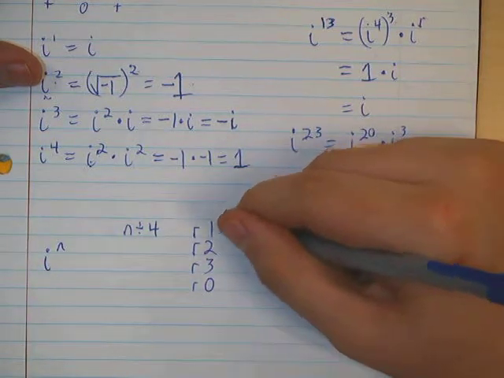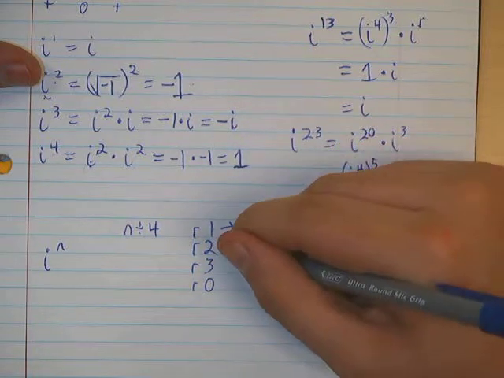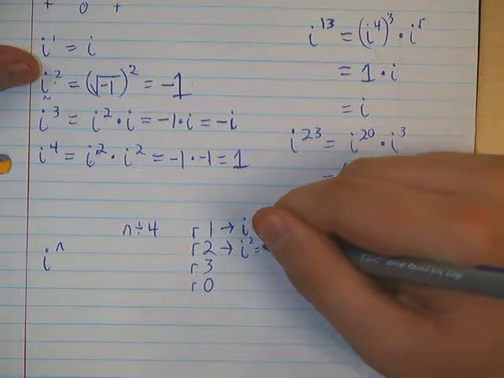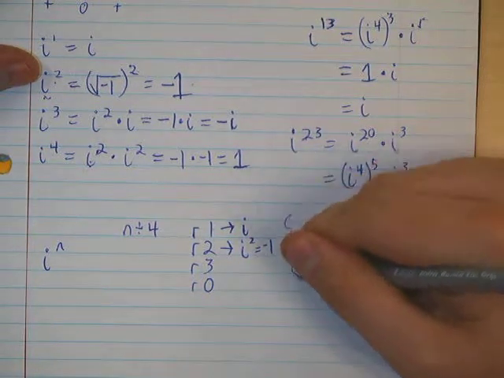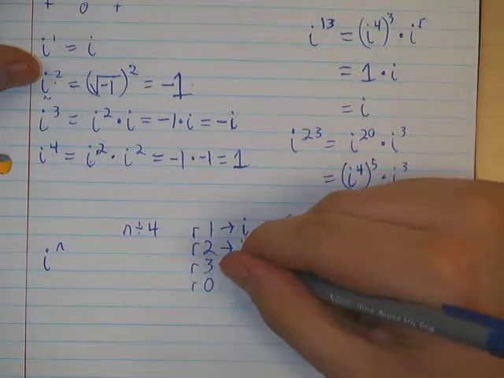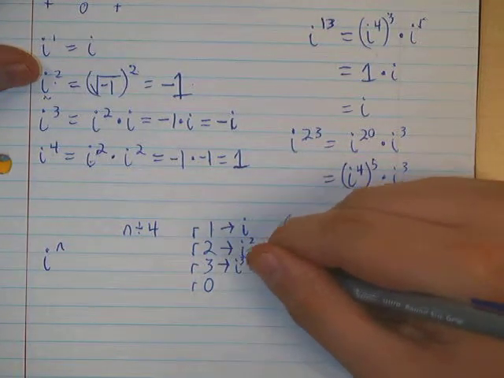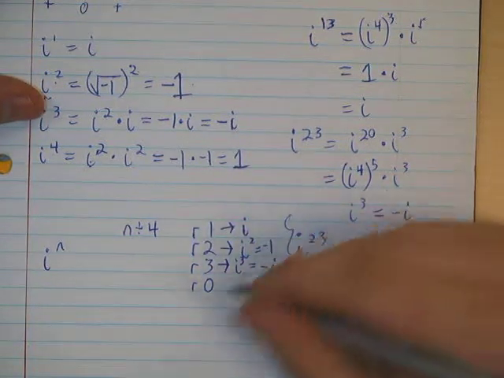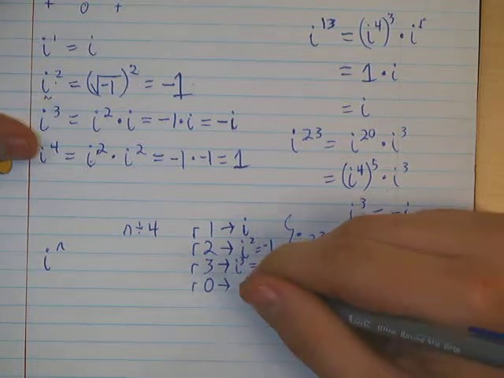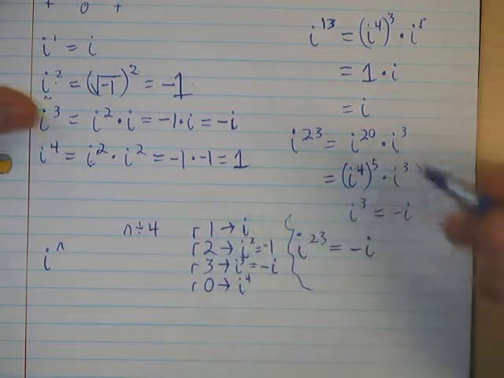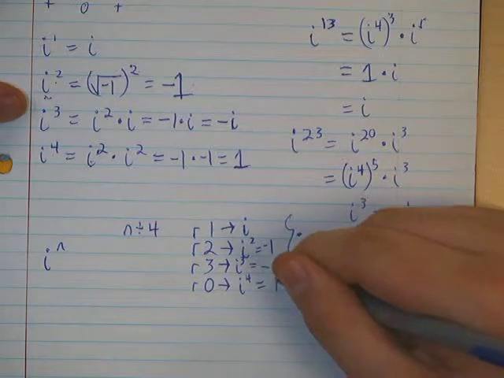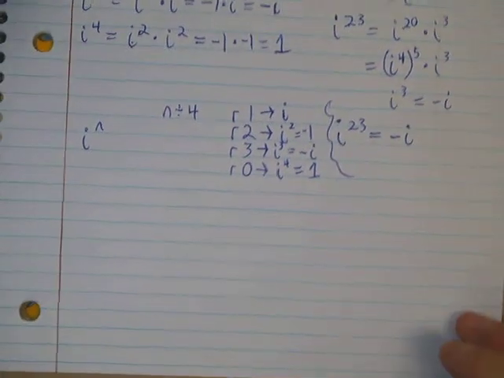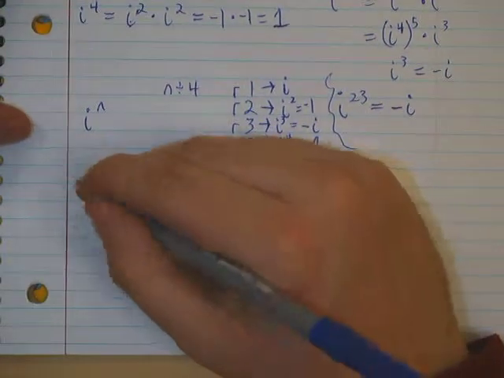If it's remainder 1, then your exponent here, your power of i, is actually just i. If it's a remainder 2, it's the same as i squared, which is equal to negative 1. If it's a remainder 3, it's i cubed, or negative i. And if it's a remainder of 0, we can call it i to the 4th, or i to the 0. They would be the same, because they're both 1.